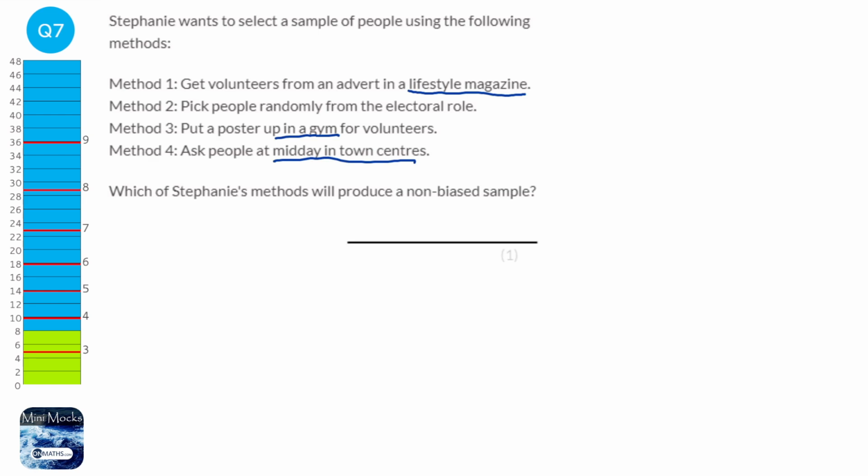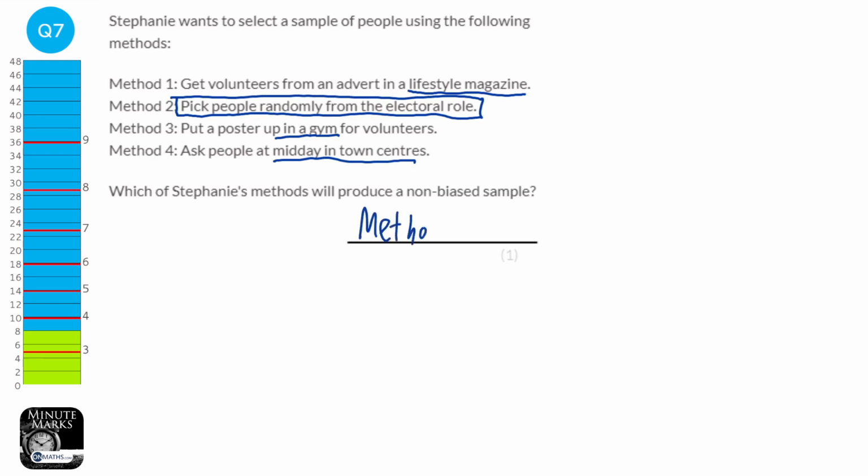The only one here that gives everyone an equal chance of being picked is this one here. Okay, so picking people randomly from the electoral roll. There are some groups of people who might choose not to be on the electoral roll, but looking at the 4 methods, this one is by far the most fair sample.